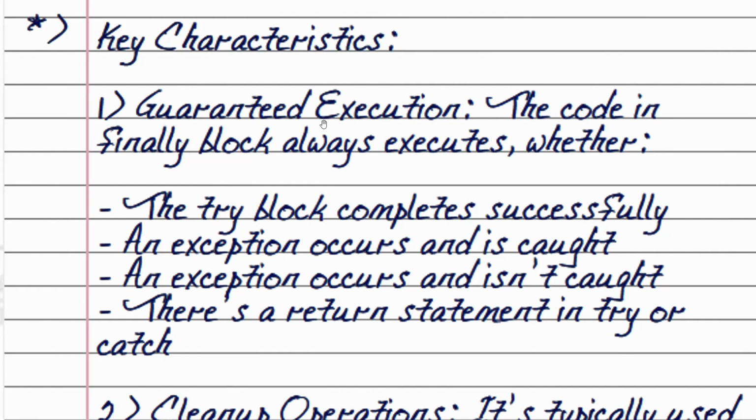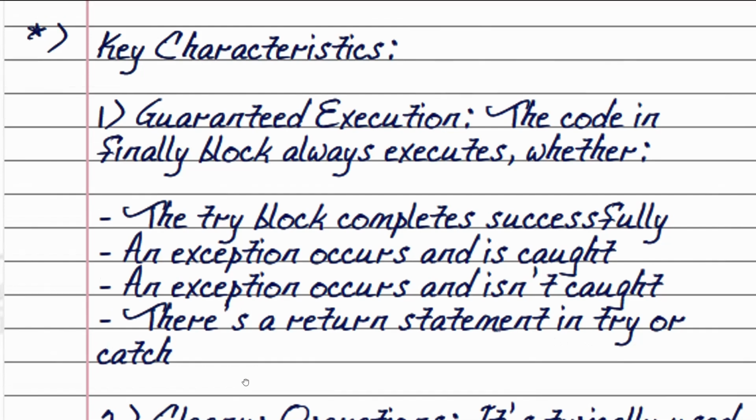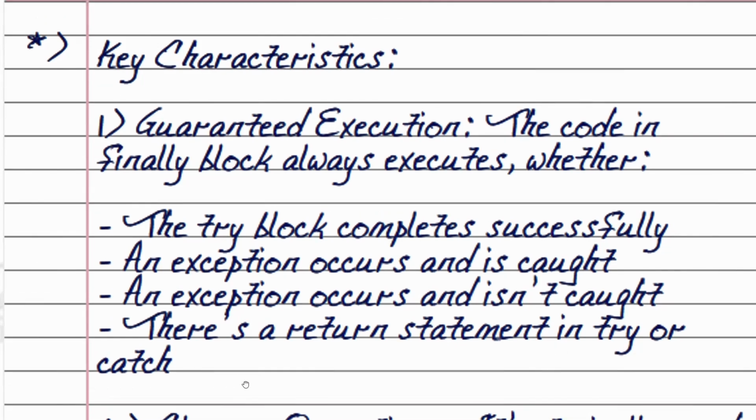The first is guaranteed execution. That is, the code written in the finally block will always be executed, whether the try block completes successfully, or an exception occurs and is caught, or an exception occurs and isn't caught, or there is a return statement in the try or the catch block. No matter whether the exception is present in the try block or not, the finally block will always be executed.